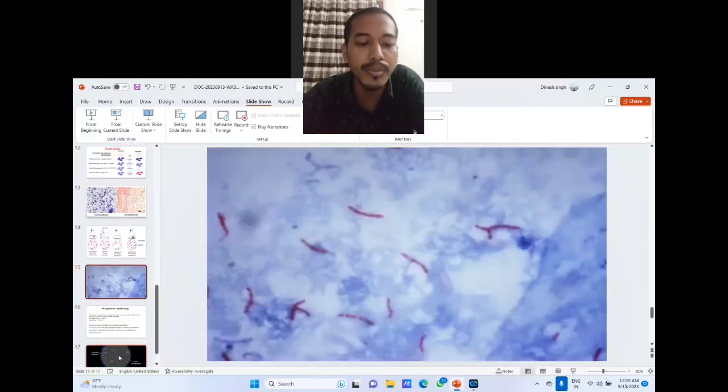Here is the picture of acid fast bacilli. Here you can clearly see they are almost rod shaped and red in color. That is the color of carbol fuchsin.